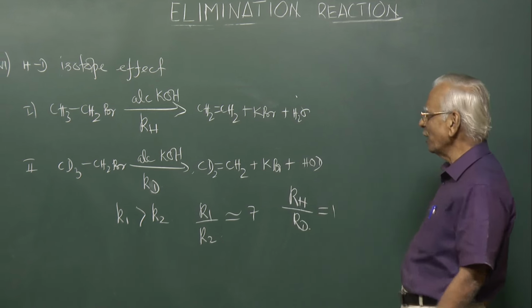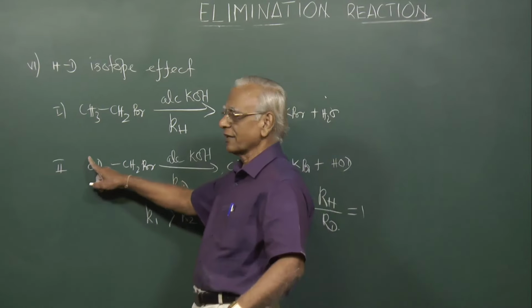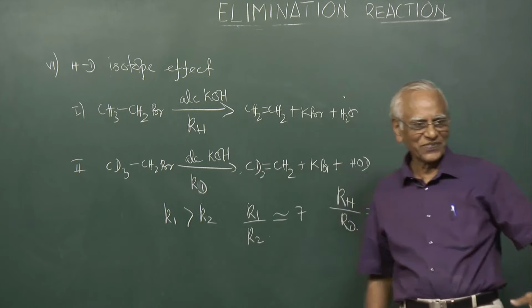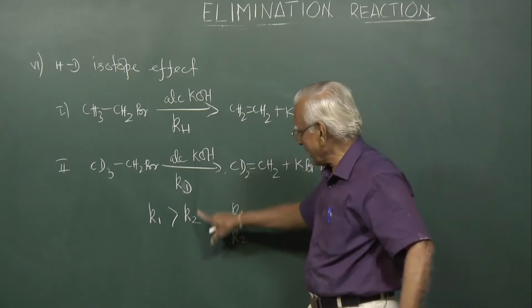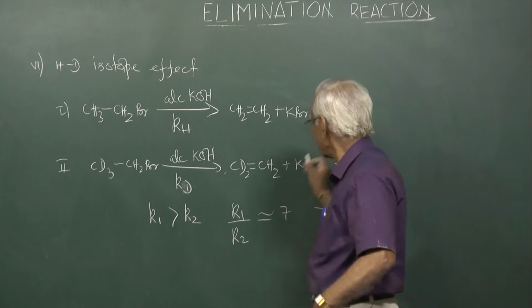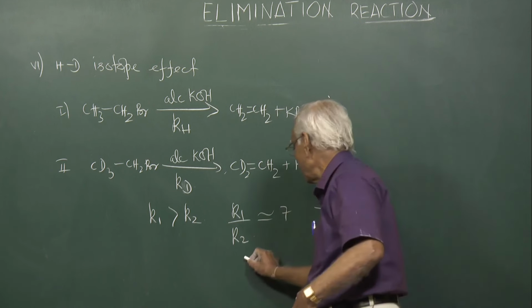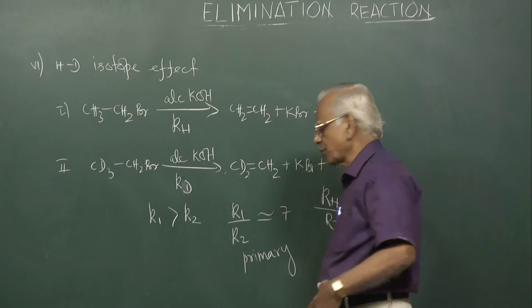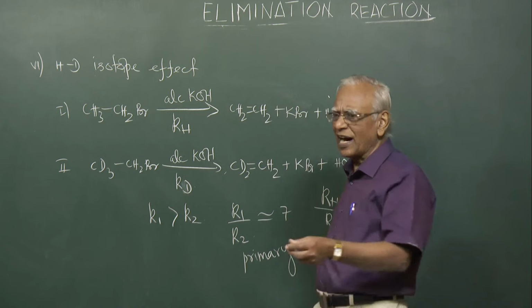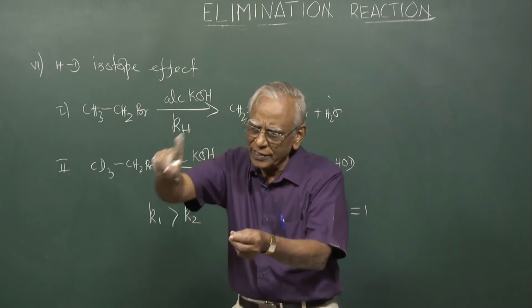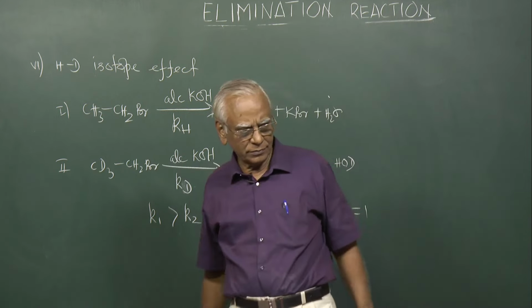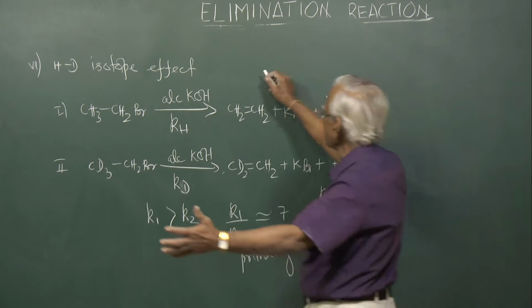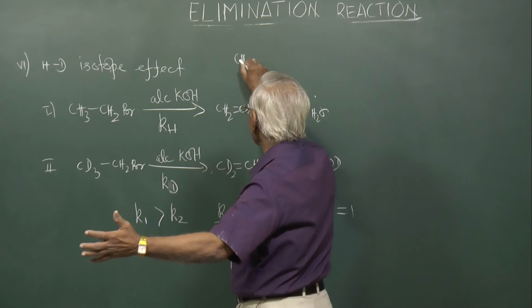Now tell me, why is it so? I'll convert this into assertion and reasoning. Kh by Kd is of the order of 1. This is called primary isotope effect. It's very simple. If the carbon hydrogen bond is directly broken in the rate determining step, it is the primary isotope effect; otherwise, there is a secondary isotope effect.